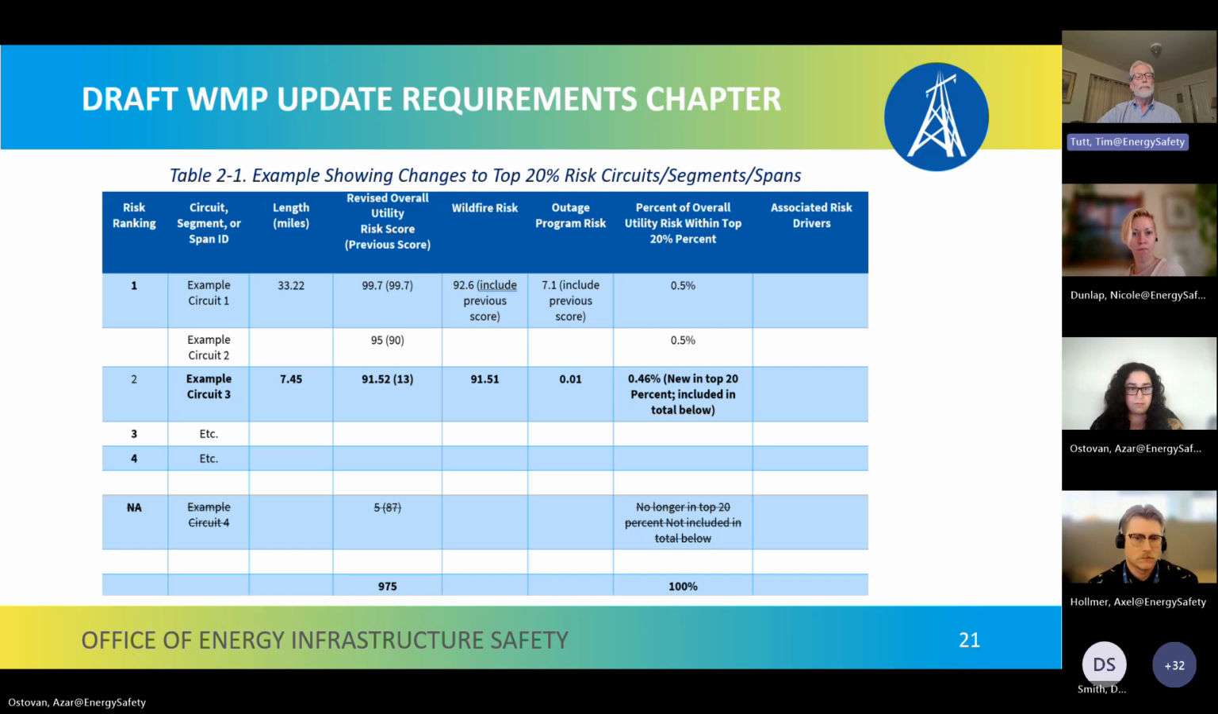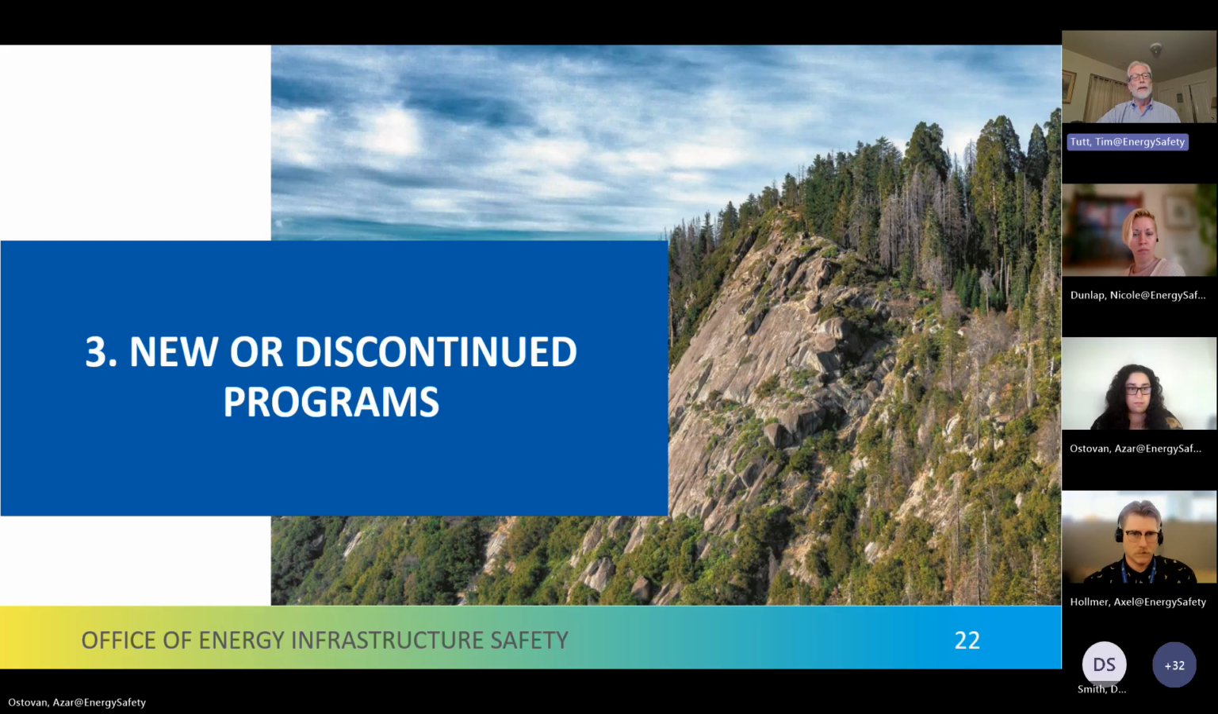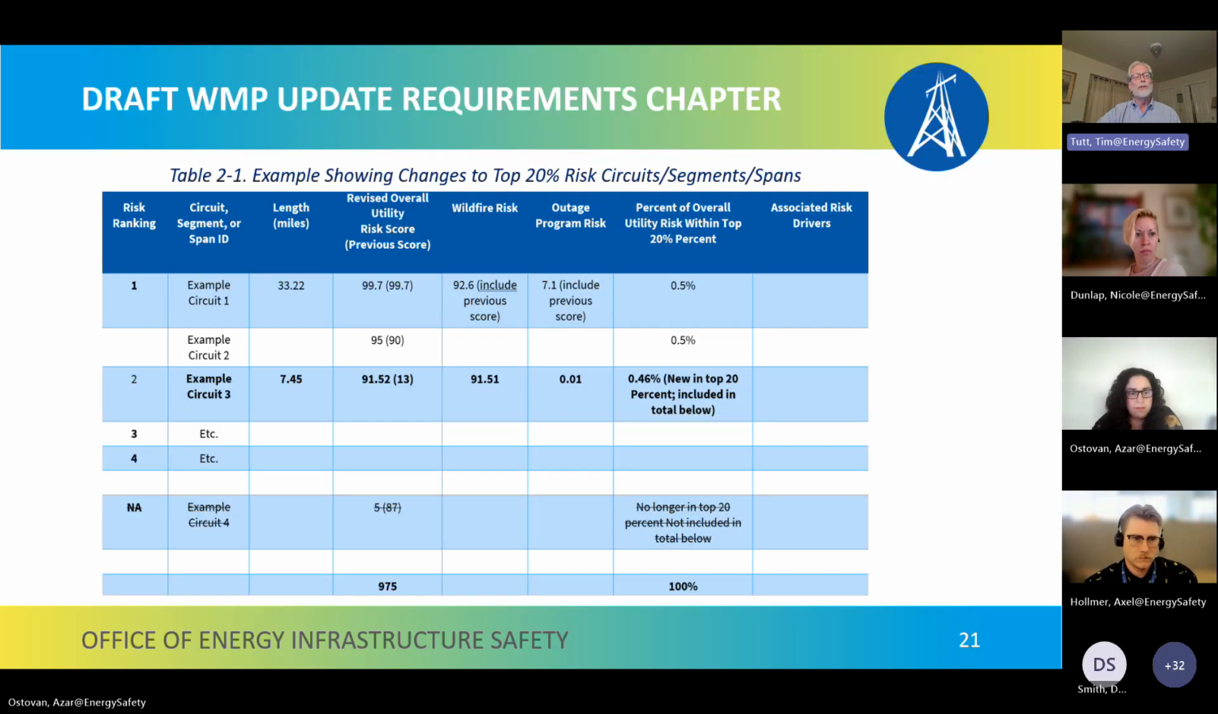And then the fourth example is a circuit which previously was in the top 20% prioritization and has fallen out of that as a result of the risk model changes. So in that case, we would want to know that that had happened, and we would want to see this in the table in strikeout font, and it would no longer be added into the 100% at the bottom of the table. Next slide.